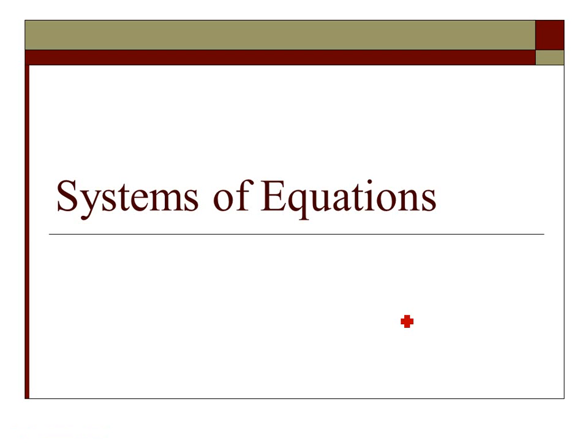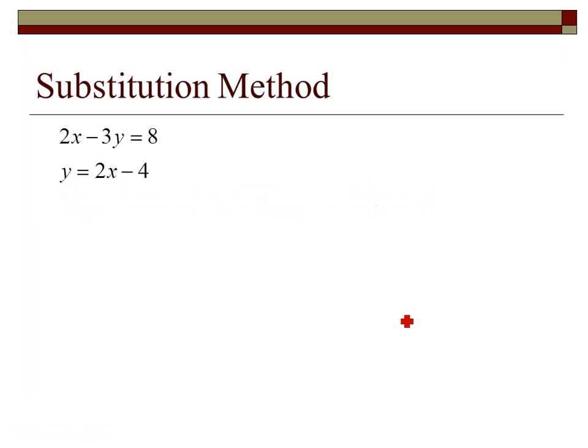Okay, this next topic we have is on systems of equations. We have two different methods that we can use to solve systems. The first one we're going to look at is called the substitution method. What makes a substitution method useful in this case is we have one equation written in terms of another.